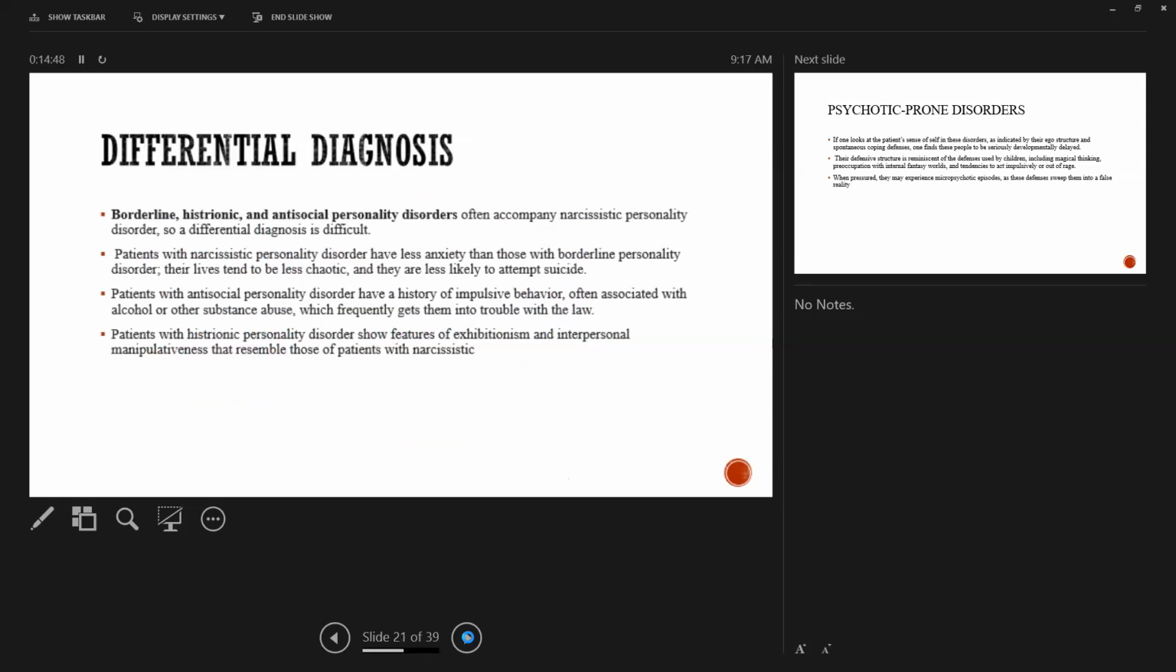Now, we should look at the differential diagnosis of narcissistic personality. We can have borderline, histrionic, and antisocial personality. Now, a patient of narcissistic personality disorder usually has less anxiety than those with borderline personality. Their lives are less chaotic and they are less likely to attempt suicide. And a patient with antisocial personality disorder will have a history of impulsive behavior, and often there will be comorbid substance abuse with them. And a patient of histrionic personality will show features of exhibitionism and interpersonal manipulativeness.